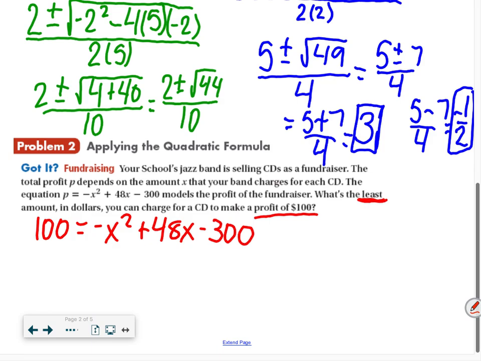This next step is just a personal preference. I like my x squared to be positive. If you want, you can move the 100 over. I'm going to move everything over to the left, so that I have a positive x squared minus 48x plus 400 equals 0. You'll get the same answer if you move the 100 over and get -400. I just like my x squared to be positive.